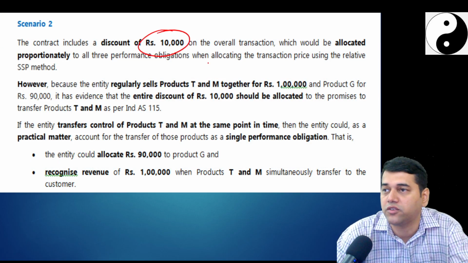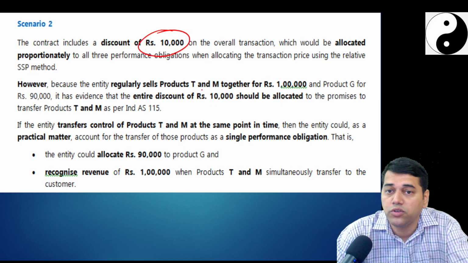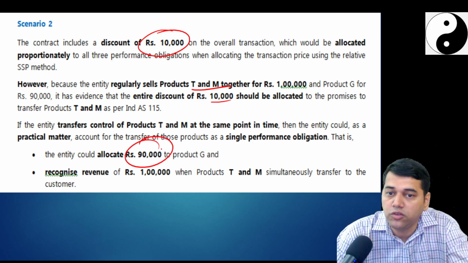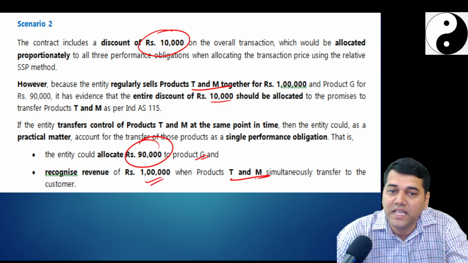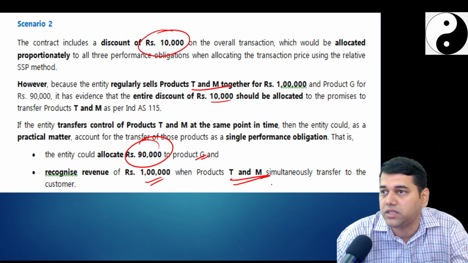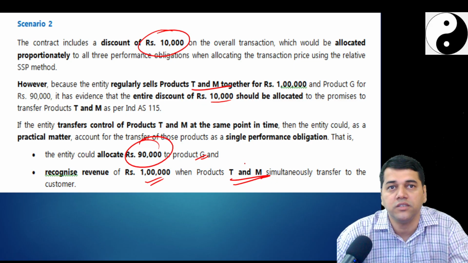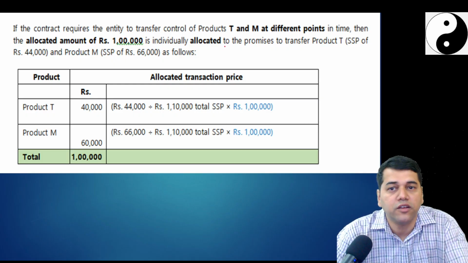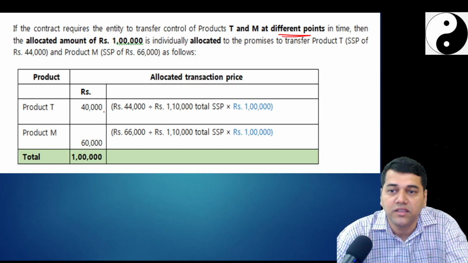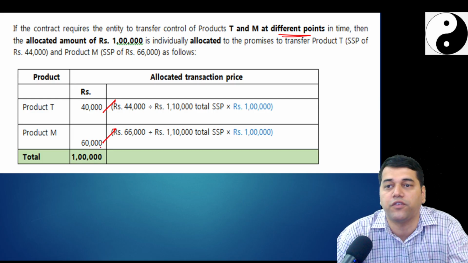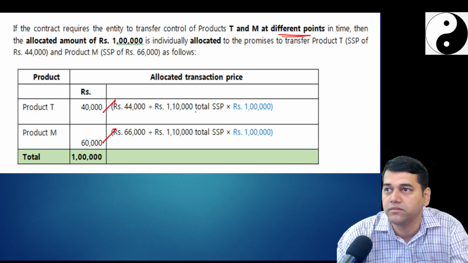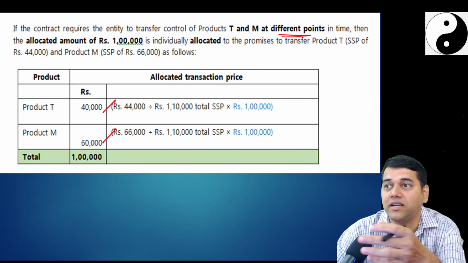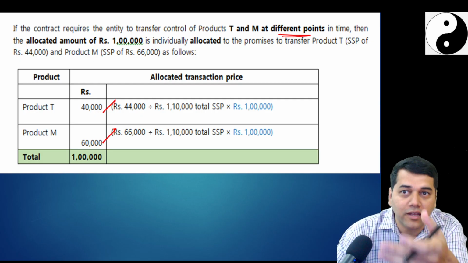Now there is a specific discount. So definitely you have to speak more about it. So you are going to sell product together. So 10,000 should be allocated only to product. So 90,000 should be to G, 1 lakh to T and M if they are transferred together. This is written. If the contract requires to transfer at a different point of time, then you should have given me the breakup of 60-40. Is this 60-40 available in your answer? Any different?